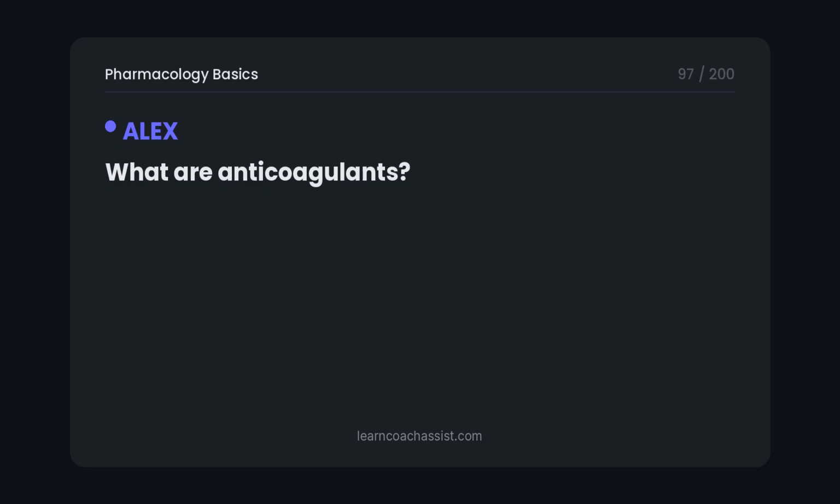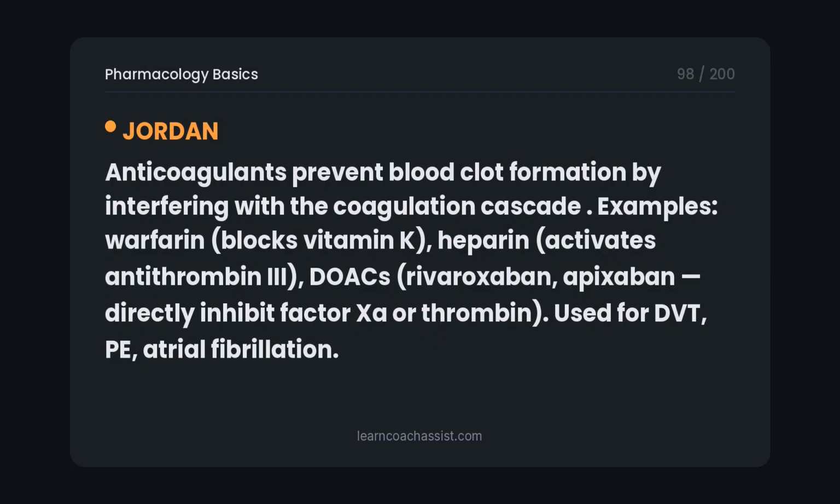What are anticoagulants? Anticoagulants prevent blood clot formation by interfering with the coagulation cascade. Examples: warfarin blocks vitamin K, heparin activates antithrombin III, and rivaroxaban and apixaban directly inhibit factor Xa or thrombin. Used for DVT, PE, atrial fibrillation.